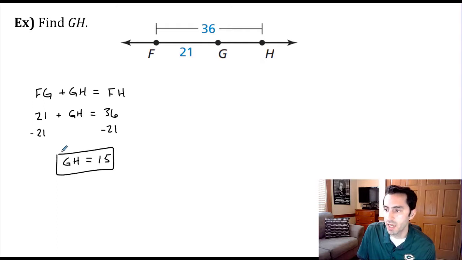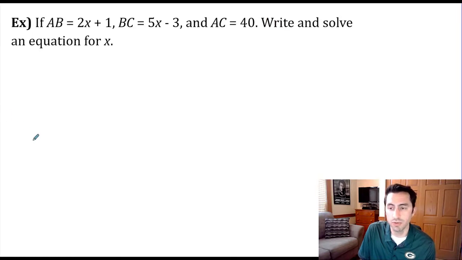And if we go up to our diagram, that makes sense. So if it's 21 units to get from F to G, another 15 units to get from G to H, that does give us the same thing as 36 from F to H. All right, let's try one more example. And in this case, I want to work a little bit with some variables.